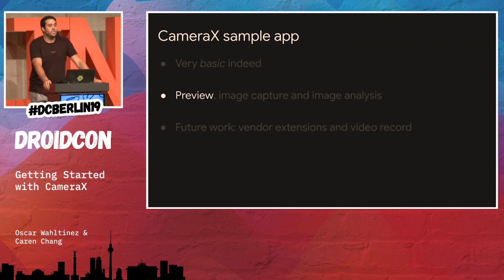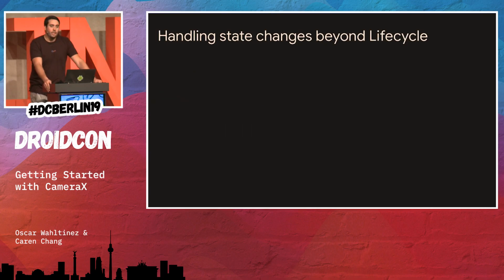Now, one of the most interesting and tricky aspects of developing this sample was working with the preview. So we're going to go a little deeper into some of the stuff we had to do to get preview working in a reliable way. The problem with preview is that you have to handle a lot of state that is not done for you. So CameraX, as an Android X Jetpack library, does one thing very well, that is being a lifecycle aware component. So everything related to the lifecycle, activity, fragment, pause, resume, all that stuff is completely done for you. You don't have to worry about a thing.